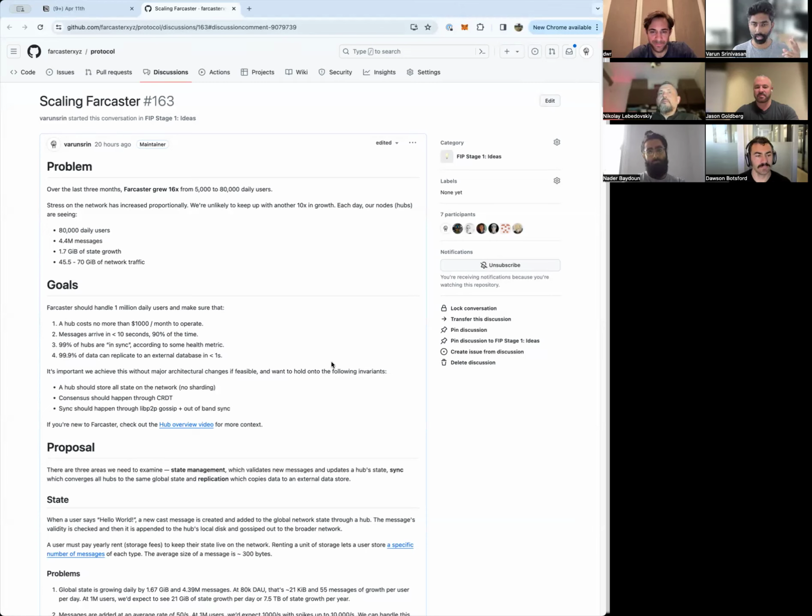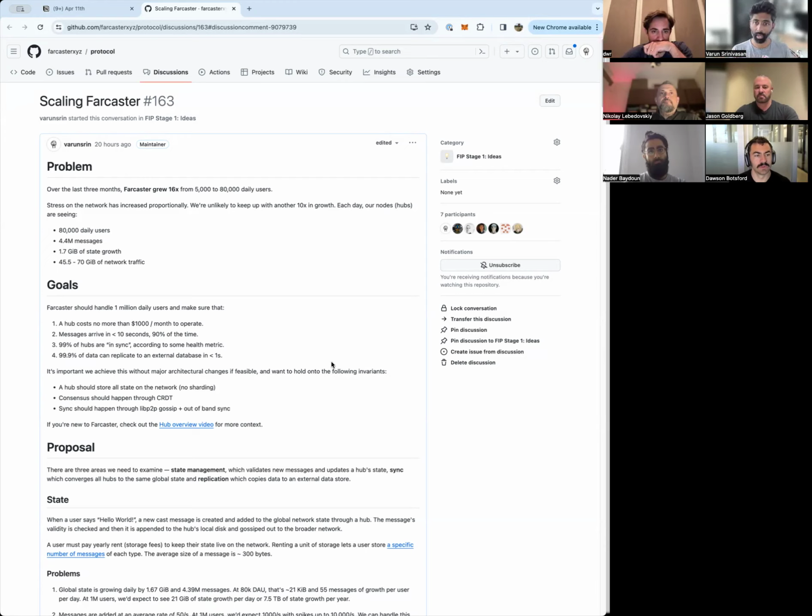Second goal is message delivery. We want to make sure that messages arrive in under 10 seconds, 90% of the time. So if you are a hub on the network, you publish a message, it shows up on Warpcast, Neynar, Airstack at their hubs within 10 seconds, 90% of the time.